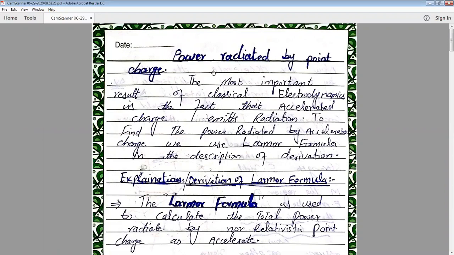What is the formula of power? We can see or explain it in this topic. The most important result of classical electrodynamics is the fact that an accelerated charge emits radiation. To find the power radiated by an accelerated charge, we use the Larmor formula. In the description of the derivation, we will use this formula.